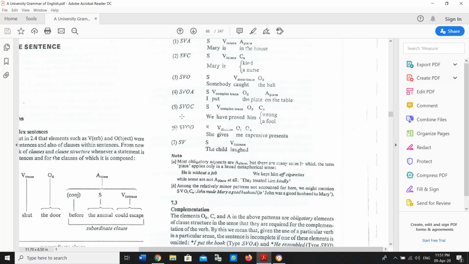Okay. Now let's move to the fifth type, SVOC. Again, it is a complex transitive because the meaning is not complete, though there is an object. By the way, in all these types, the fourth type in which there is an object, and the fifth type in which there is an object, the object coming immediately after the verb should be a direct object. Why direct? Because it has a direct relation with the verb.